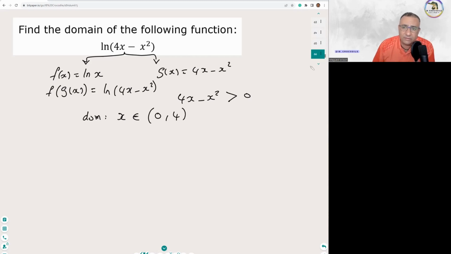The last point is to check if there are any restrictions on g of x. Again, g of x is a polynomial function, which means the domain is the set of real numbers for g. So this is the final domain. I don't need to exclude or avoid any restrictions for g, and that will be our domain for that composite function.